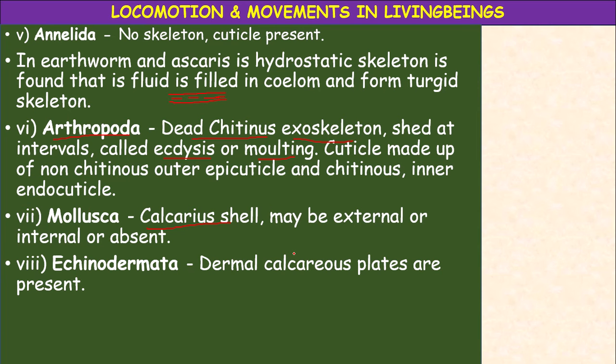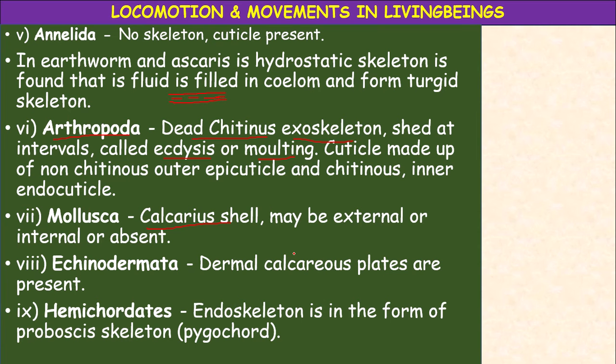Echinodermata or echinoderms, the dermal calcareous plates are present in these echinoderms. The dermal calcareous plates act as a skeleton. Next, hemichordata. In hemichordata, the endoskeleton is in the form of a proboscis skeleton. They possess a proboscis, also called pygochord. Example for hemichordata, balanoglossus. Example for echinodermata, starfish.